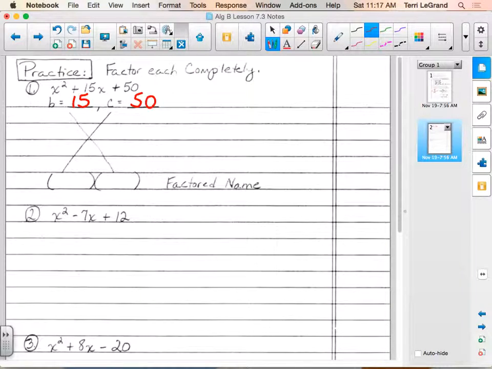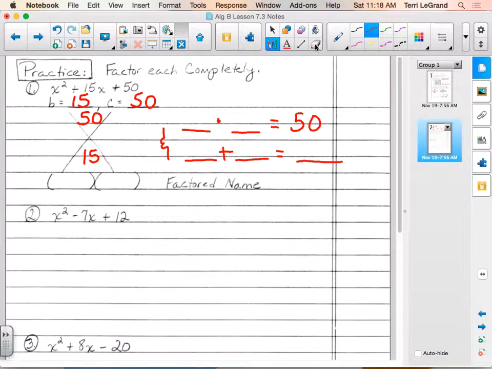Okay, so what do we need? We need to find what numbers multiply to be 50. So we need a 50 up there in our diamond. And at the same time, those same two numbers will add up to be our b value, which is 15, down here in our diamond.